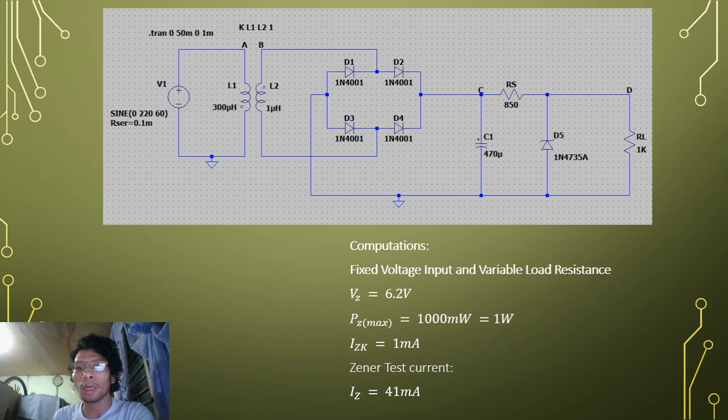The Zener diode that I selected is a 1N4735A Zener diode, which has a 6.2 volts breakdown voltage, that is near around 6 volts. Then the PZ max of this Zener diode is 1000 milliwatts or 1 watt, and the IZK is equal to 1 milliamp. Then the Zener test current, according to the data sheet, is IZ is equal to 41 milliamperes.